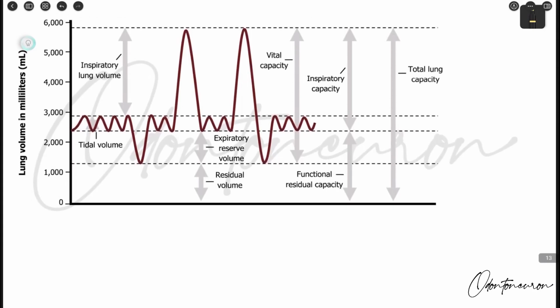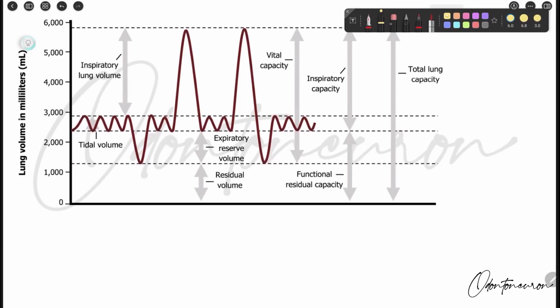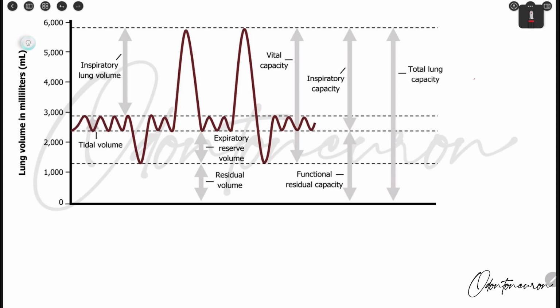And yes, the next topic you see here is lung volume capacity. This lung volume capacity has another important question which you should know.